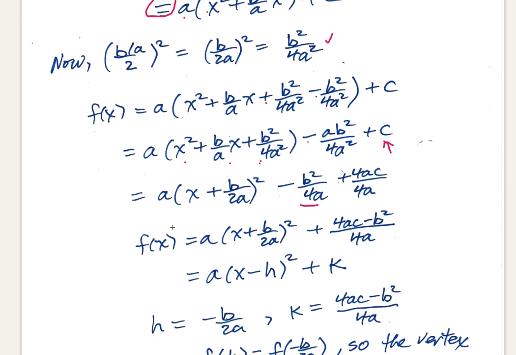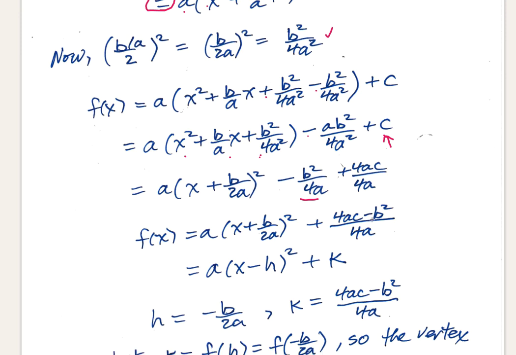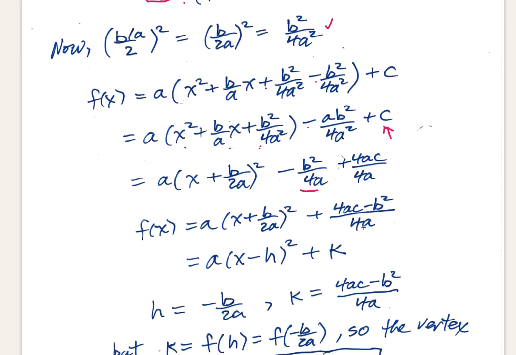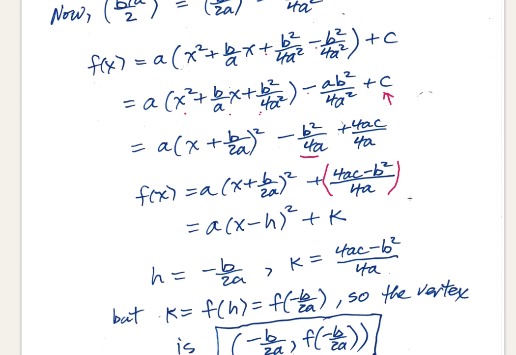So f of x now is a times the quantity x plus b over 2a squared, plus, if I add these two fractions, I get the 4ac minus b squared, that's the way I chose to write it, over 4a with that common denominator. If you want to, you could use parentheses right here also. I'm not going to be using this very long, that thing inside the red parentheses there. Remember that f of x is now written in the appropriate form. It's what?